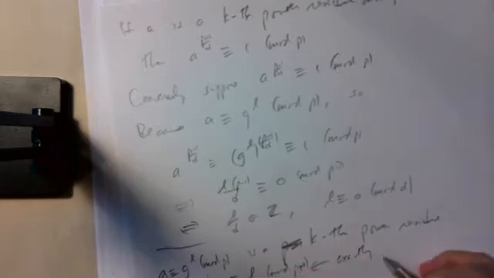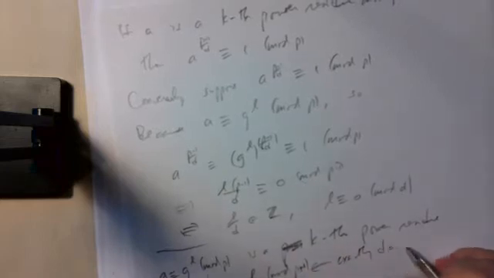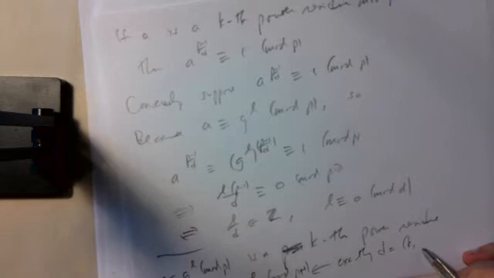there's a y such that ky is congruent to l mod p minus 1, and this congruence has exactly d equal to the greatest common divisor of k and p minus 1 solutions.